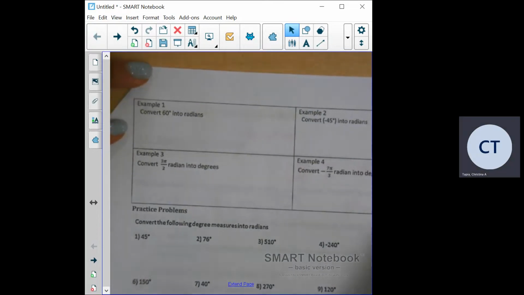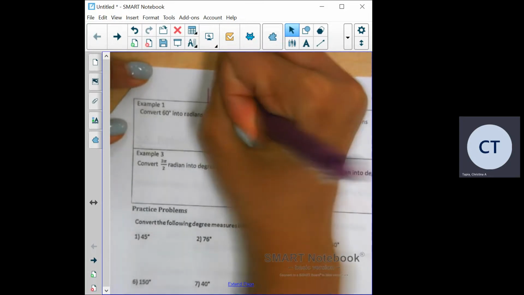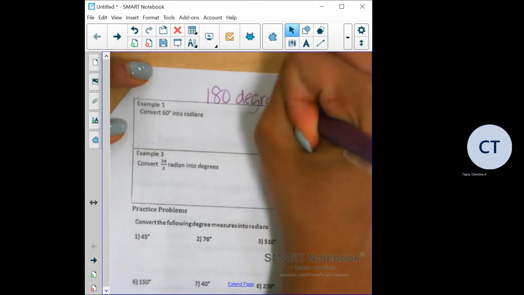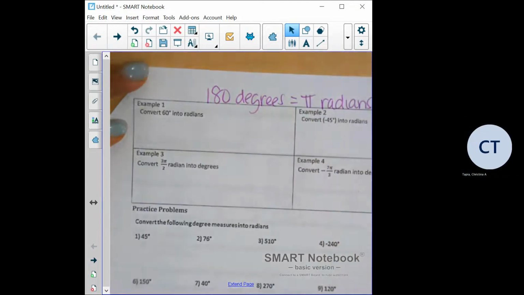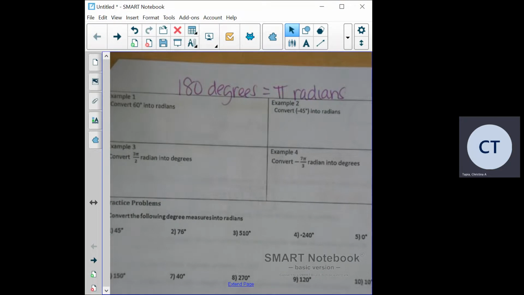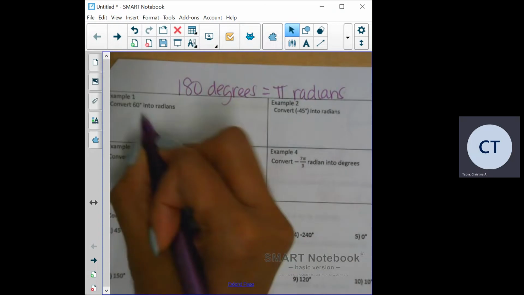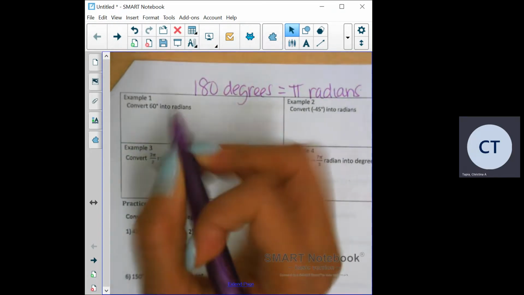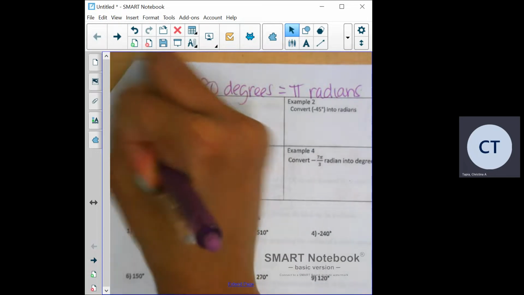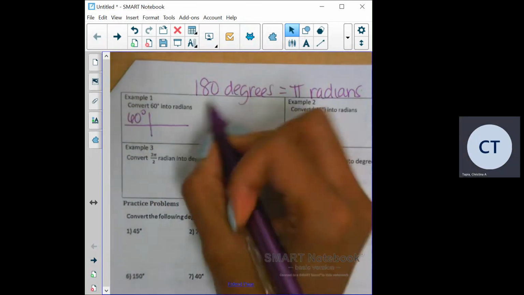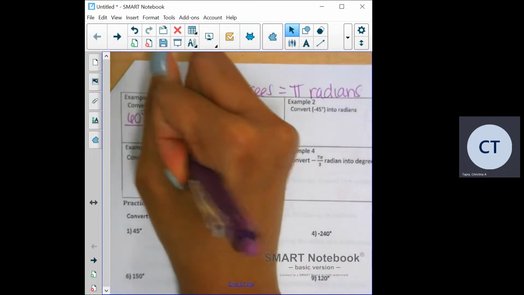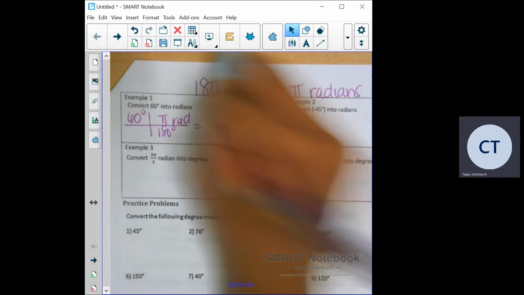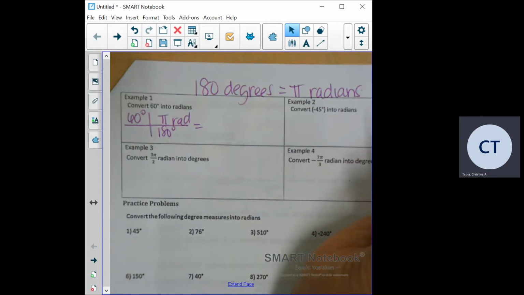So for example 1, I'm going to keep the conversion at the top of the page that Jorge told me about. So 180 degrees is equal to pi radians. That will make it so much easier for me to solve. Okay, so I'm starting at 60 degrees, and I need to get it into radians. So we're going to put 60 degrees. I'm going to use my conversion: 180 degrees is equal to pi radians. So 180 degrees, pi radians. I'm going to put RAD for radians because I'm too lazy to write out the radians.